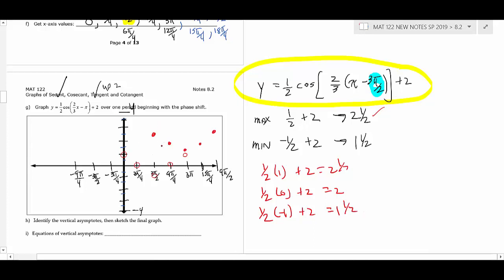Now I'm just going to work backwards on this. If you go backwards, that would be at 2. This would be at 1.5. That would be at 2. That would be at 2.5. And that gets us through a couple of cycles. So let's go ahead and just sketch that in.